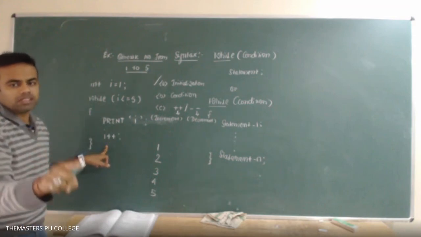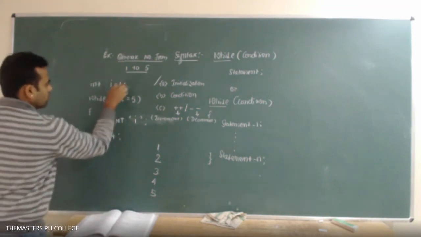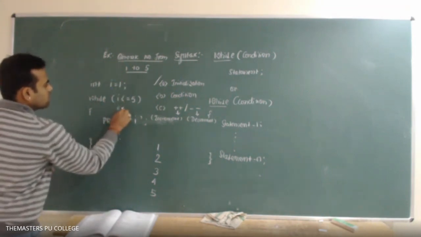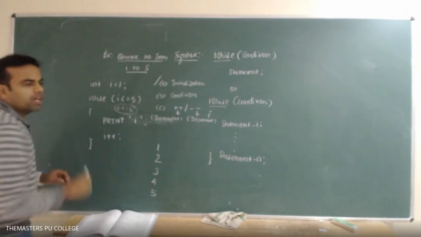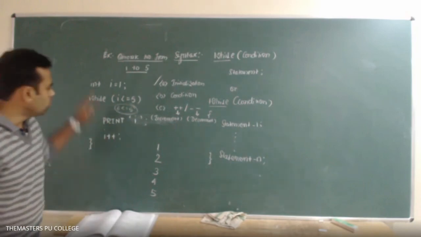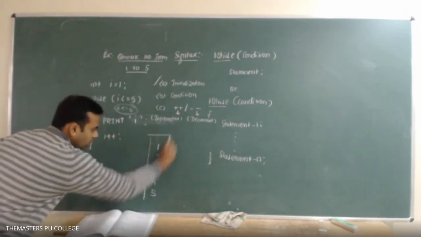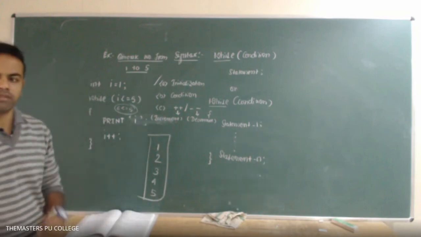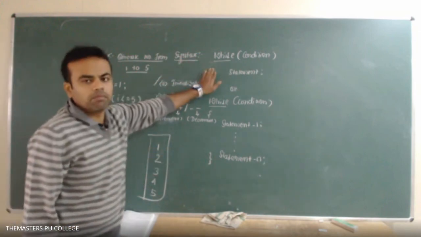Value by 1, that is 6. So here the value of I becomes 6. 6 is less than or equal to 5? The condition will be false. The loop will be terminated, and then you can generate the numbers from 1 to 5. This is the concept of looping.